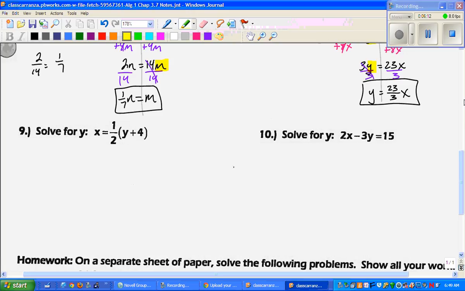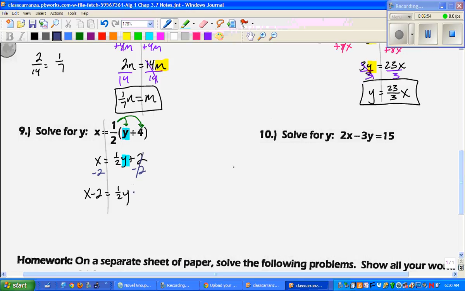All right. Last 2 problems, guys. Draw the line down the middle. There's my variable that we're solving for. We have to distribute first. X equals 1/2 y, and half of 4 is 2. My y's right there. Subtract 2 from both sides. X and 2 are not the same, so we have to keep them separate.